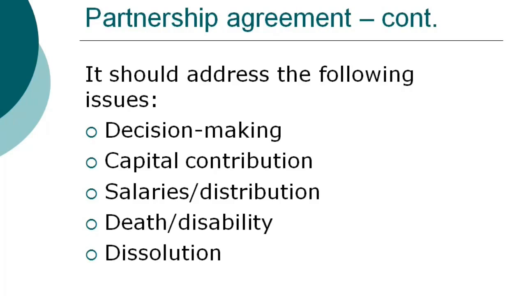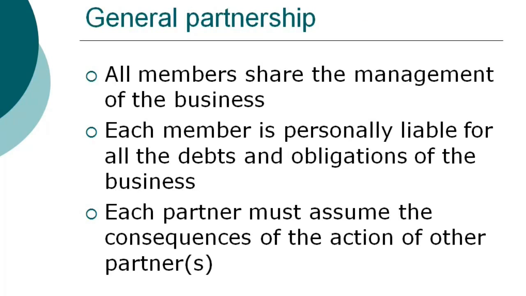It consists of the following factors: decision making, capital contribution, how much salaries and distribution have to be decided in advance, what the condition should be if persons die or become disabled, and what sort of situation there will be if the company is dissolved. General partnership is that partnership where all members share the management of the business.